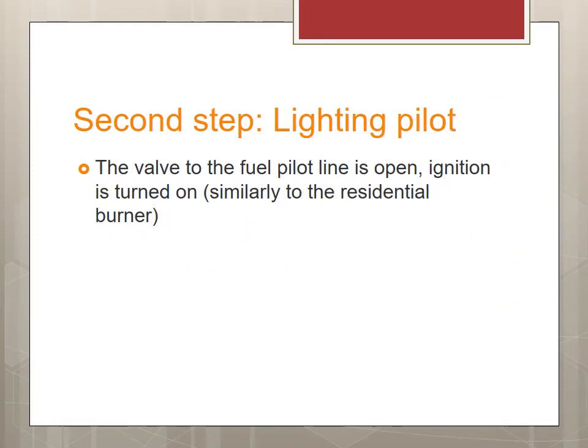The second step is lighting a pilot. On a lot of those big industrial boilers, we have a pilot. The pilot is a way to ensure that we have an actual flame inside the chamber before we pump in the main fuel. It has its own line, and the pilot could be a different fuel. You can have an oil burner with a gas pilot, and vice versa. It could be a little different, but you always want to have the ignition turned on.